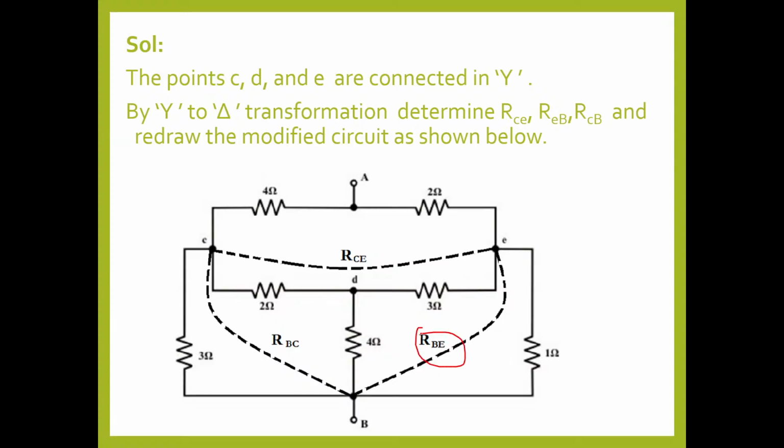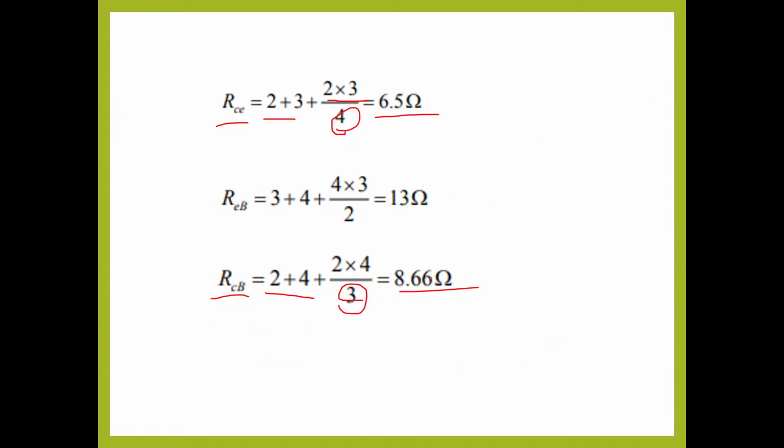So RB is equal to 3 plus 4 plus 3 into 4 divided by the opposite resistance. The leftover resistance is 2 ohms, so divided by 2. What is there in the next slide? So RB is 3 plus 4 plus 4 into 3 by 2, you will get 13 ohms.